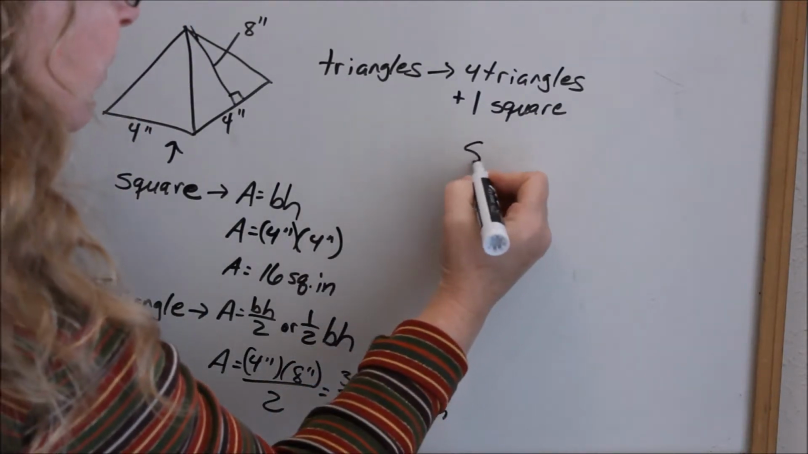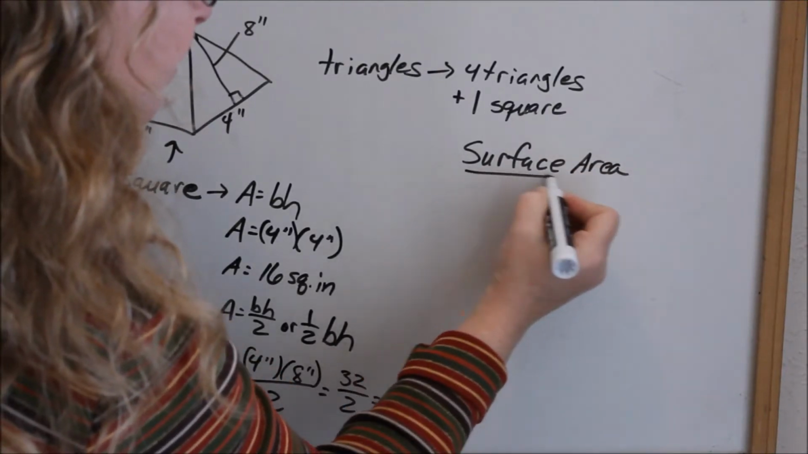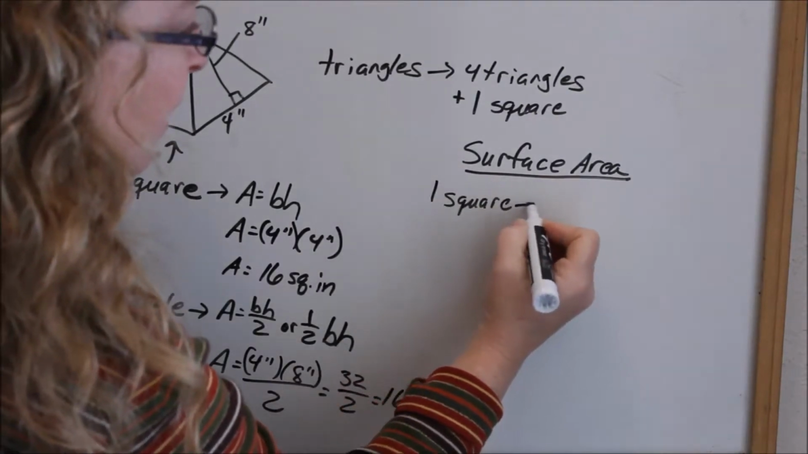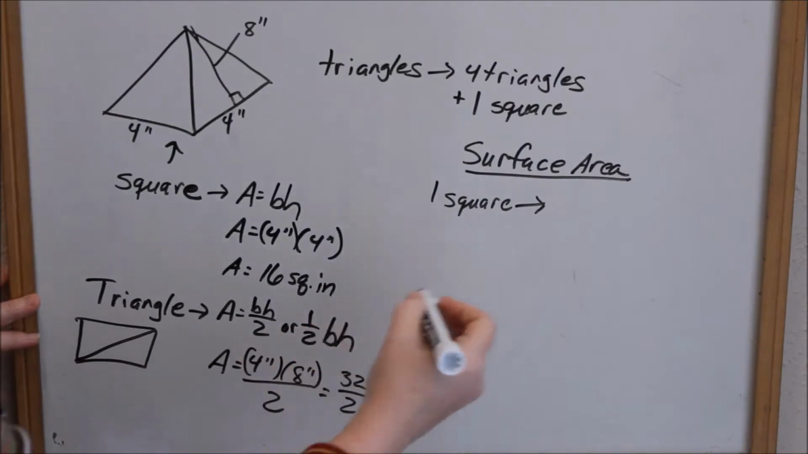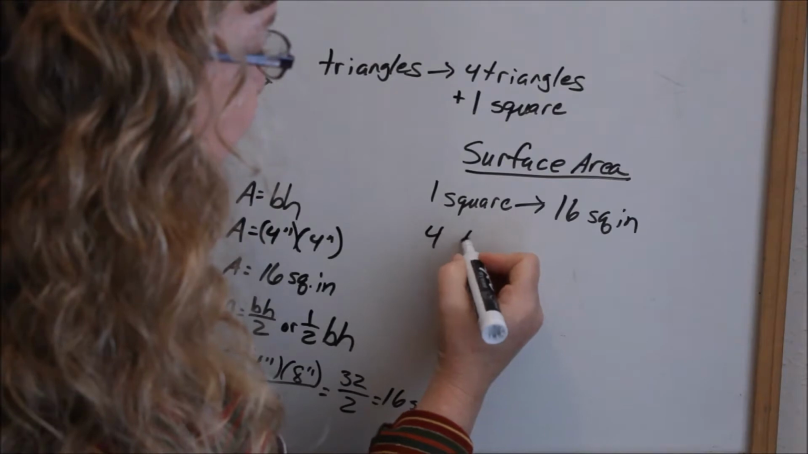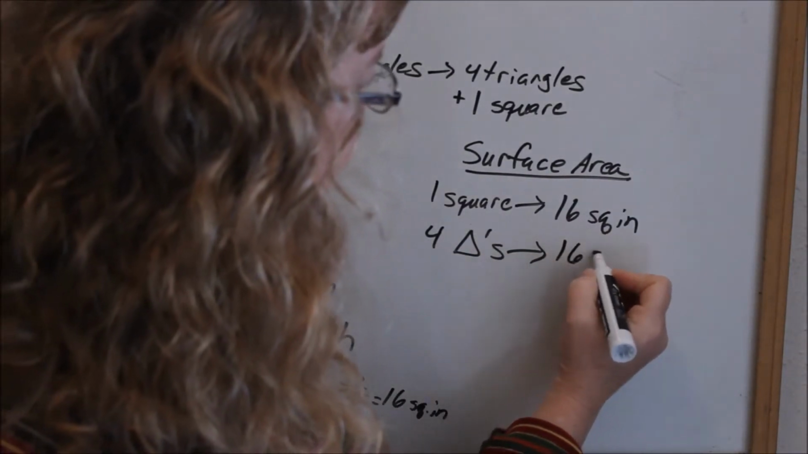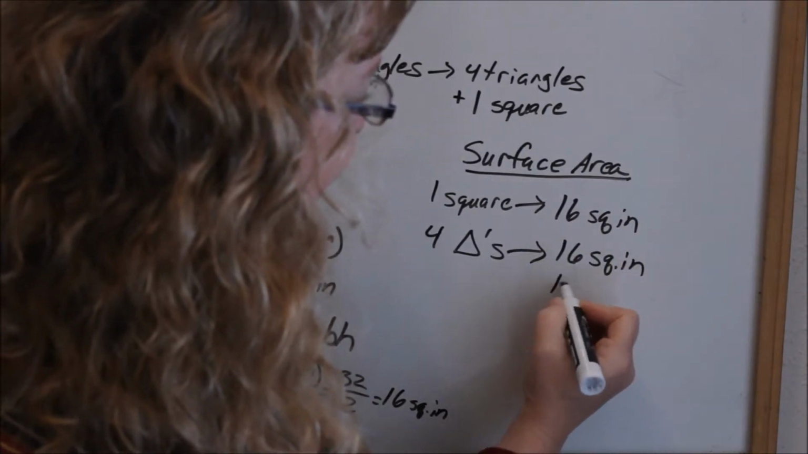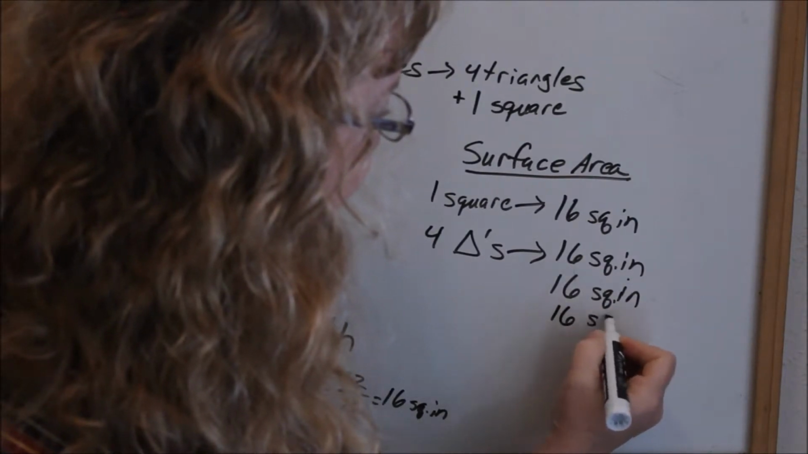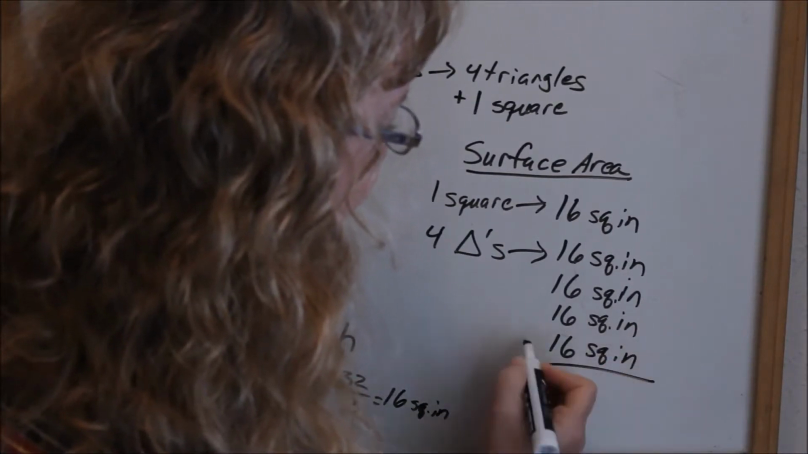So to get your surface area, how do you get surface area? You add the area of all the surfaces. We said we would have 1 square. Okay, the area of my 1 square was 16 square inches, and then we said we should have 4 triangles. So the area of 1 triangle was 16 square inches. There's the second triangle. There's the third triangle. There's the fourth triangle. And then add them all together.